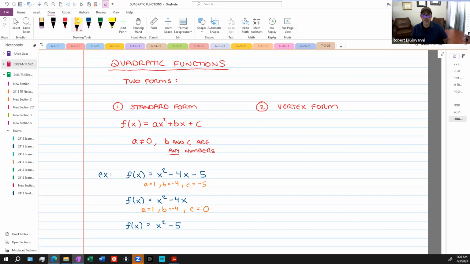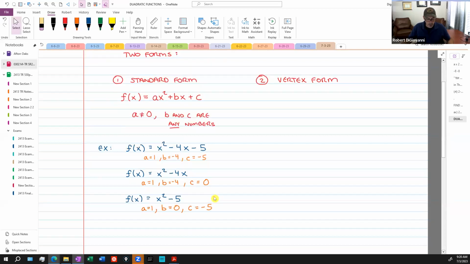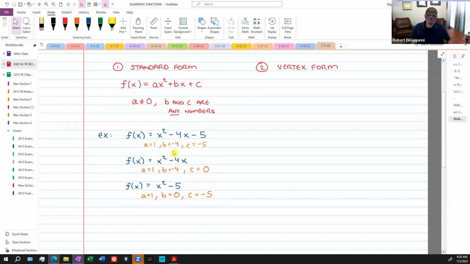That again, a is 1. This time we don't have an x term, so we imagine that there's a 0 in front of an x here, and then c is negative 5. All right, so those are three different ways we could see the standard form.